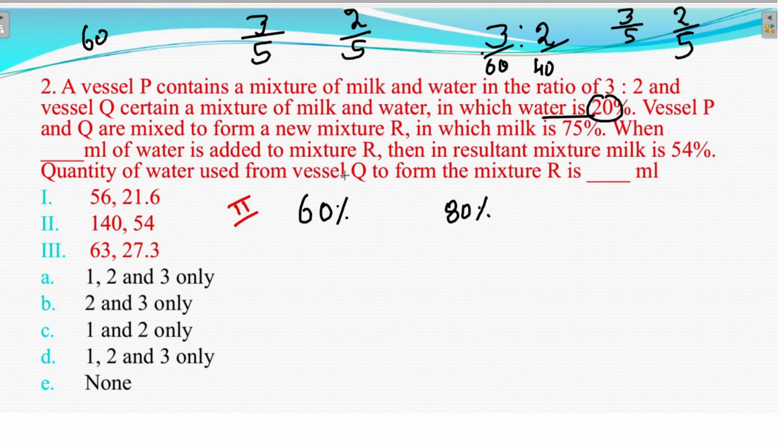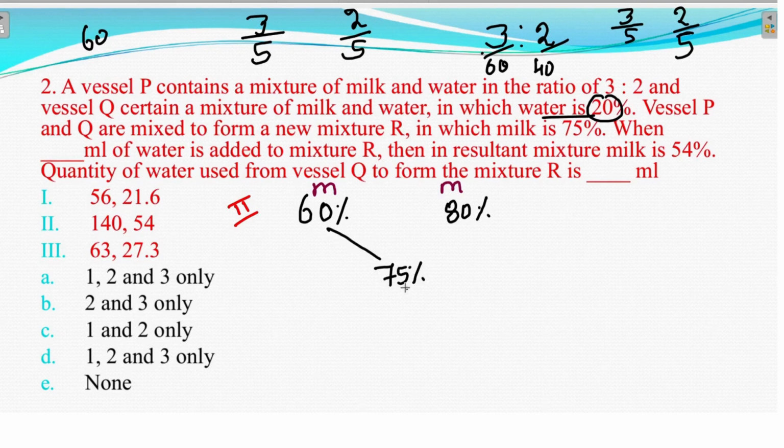According to alligation, I have to take from both the vessels either milk or water, any one unit, for the same unit comparison. In the first vessel I will take 60% milk, in the second vessel 80% milk. After mixing both vessels P and Q in vessel R, we have 75% milk.